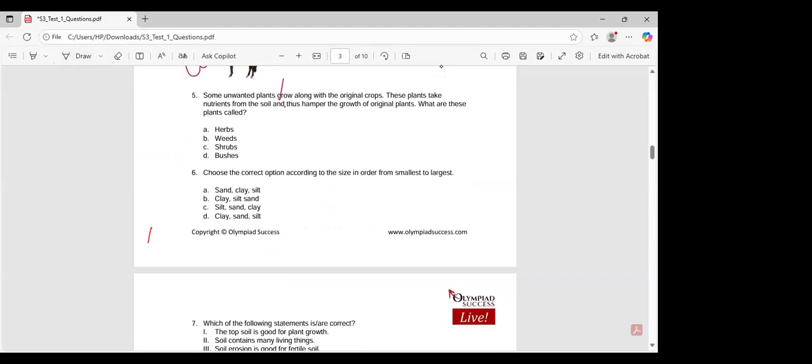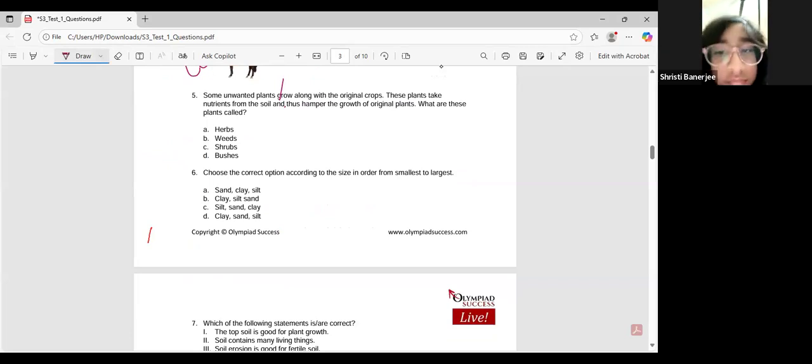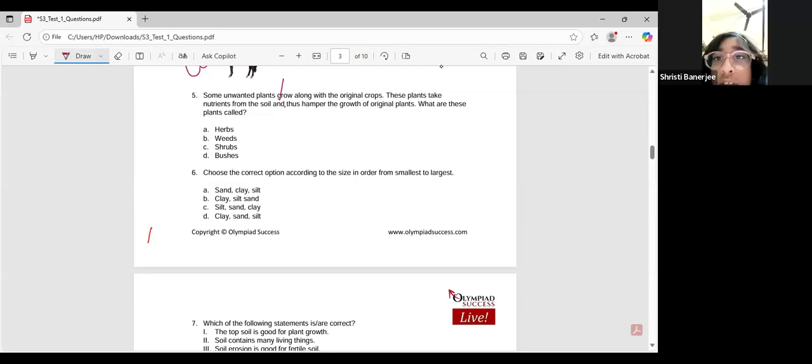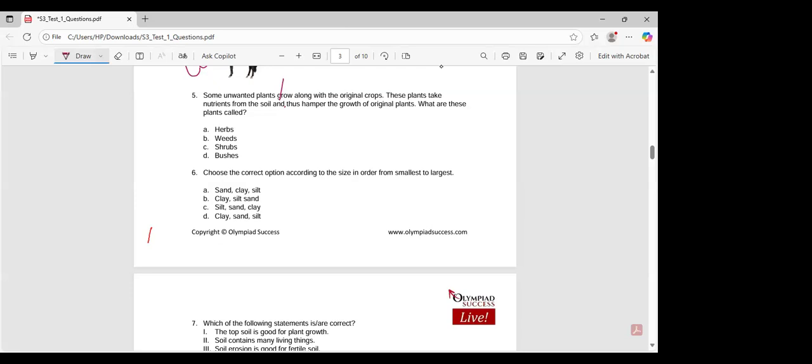Now moving to the next part. Question number 5 states that some unwanted plants grow along with the original crops. These plants take nutrients from the soil and thus hamper the growth of the original plants. What are these plants called? Like, have you ever done gardening in your house? Suppose that you have planted a rose plant or a brinjal plant. You can see that in the nearby areas there are lots of grasses. Have you ever seen that? Yes. So these are unwanted plants.